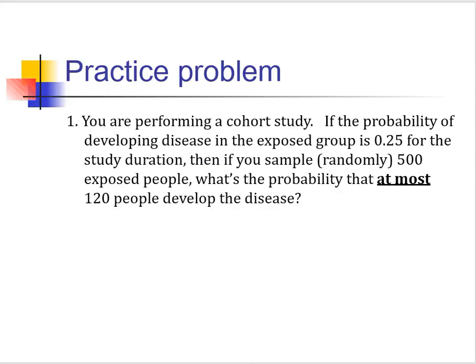Practice problem. You are performing a cohort study. If the probability of developing disease in the exposed group is 0.25 for the study duration, then if you randomly sample 500 from the exposed group, what is the probability that at most 120 people develop the disease?